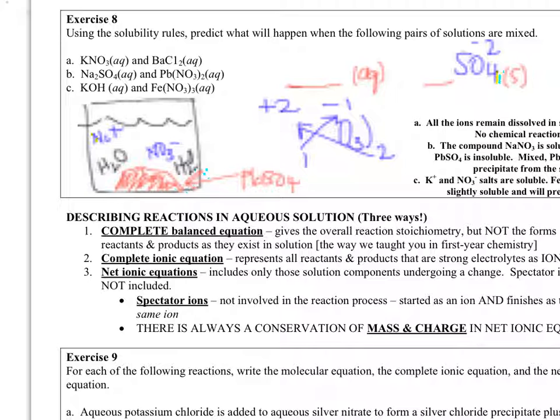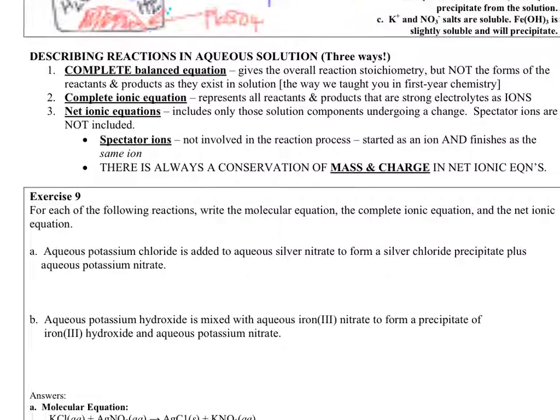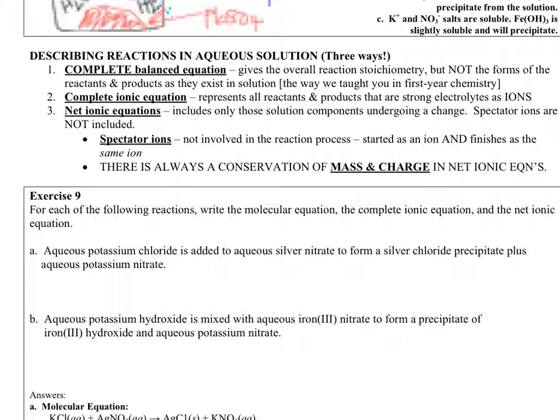So there are 3 different ways that we can write down what's going on in solution. Option number 1, which is what we did all in first year chemistry, we write a complete balanced equation. It gives us the overall reaction stoichiometry, which is great if we're doing that gravimetric analysis, what we did in part 2 of your stoichiometry free response quiz last week. But there's one problem. And this is kind of a huge problem because you're expected to know this in AP. It doesn't show you the forms of the reactants and products as they exist in solution.